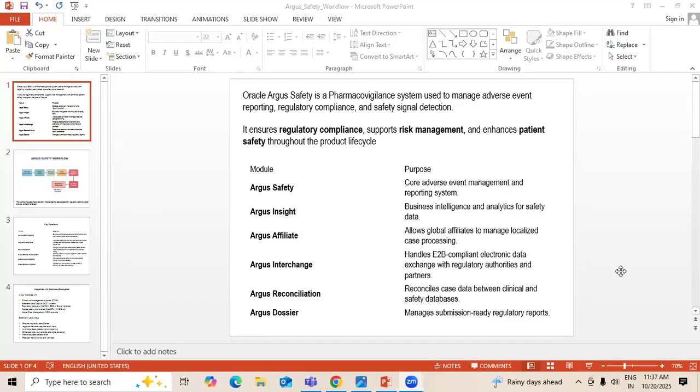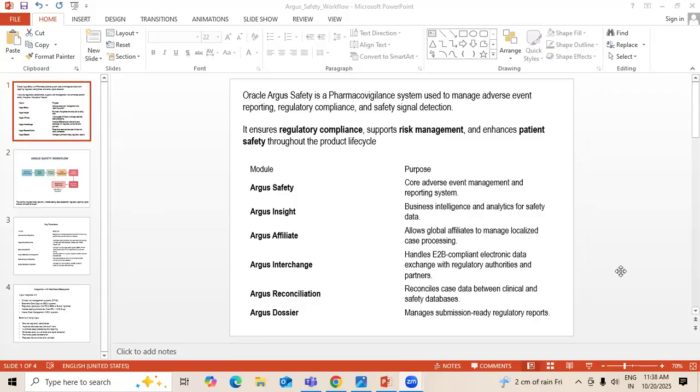Argus Interchange is one of the modules used for handling E2B compliant electronic data exchanges, making sure that we manage whatever is needed with regulatory authorities and partners. So Argus Interchange is majorly for electronic data exchange, like EDI files, when we are managing E2B compliant data. Then we have Argus Reconciliation, which reconciles case data between clinical and safety databases.